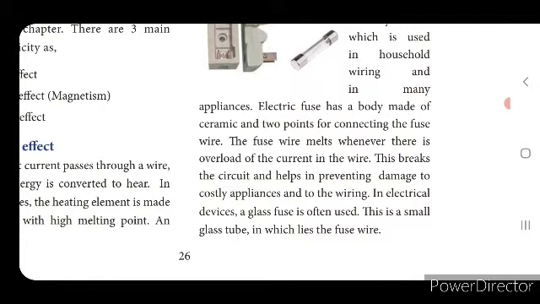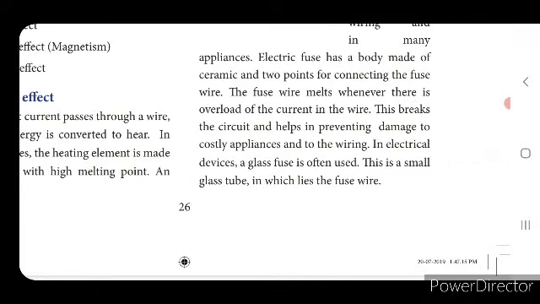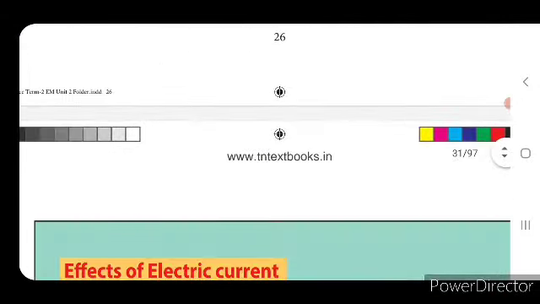When it starts to melt, there will be no connection between the two rods, so the passage of electricity will be stopped. That is the best usage of an electric fuse. This breaks the circuit and helps in preventing damage to costly appliances and to the wiring. In electrical devices, the glass fuse is nowadays used. There is a small glass tube in which lies the fuse wire.